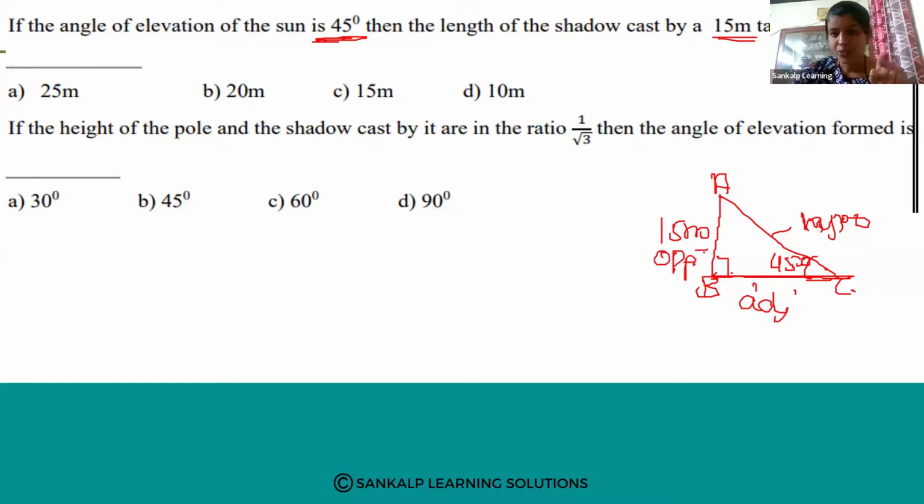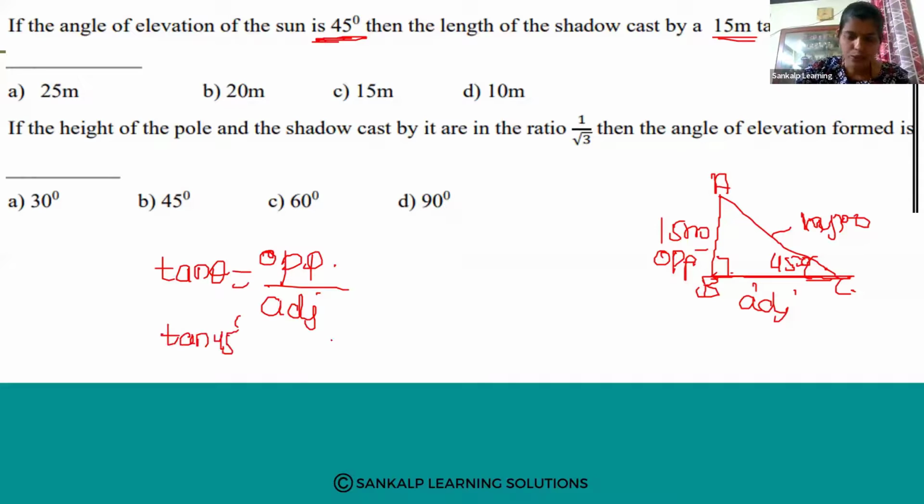Yes or no? So now we know the value of opposite side, but we need to find out the value of adjacent side. What do we need? Adjacent side. Why? Length of the shadow will form at line BC. So BC is adjacent side. So when opposite side divided by adjacent comes, which ratio will you take? Opposite divided by adjacent. That is tan theta. Yes or no? Tan theta is equal to opposite side divided by adjacent side. So theta value we know, that is tan 45 degree is equal to opposite side value 15 divided by adjacent side BC.